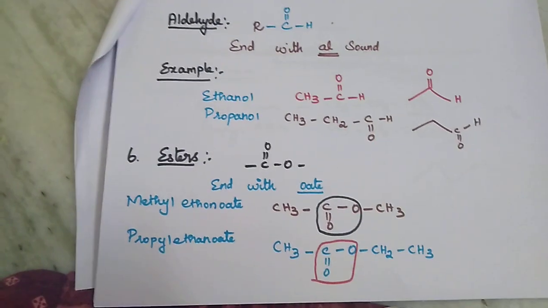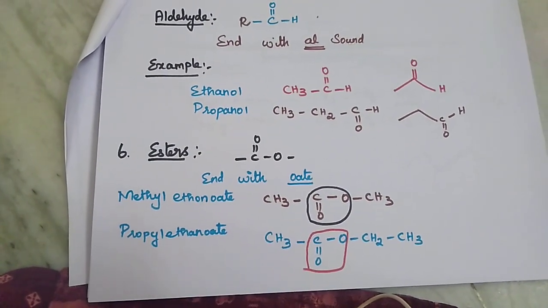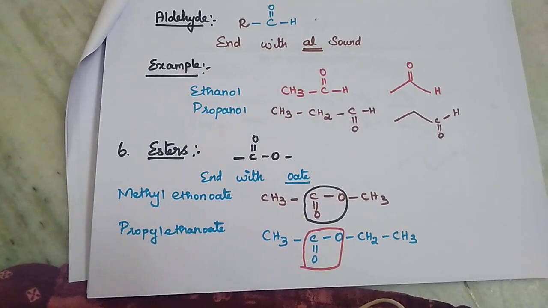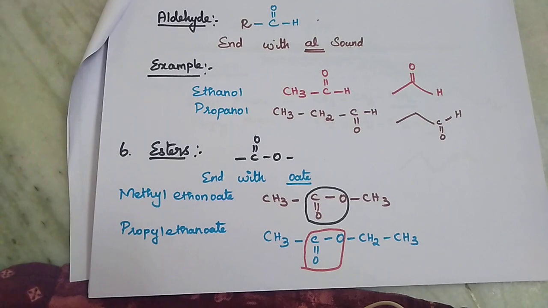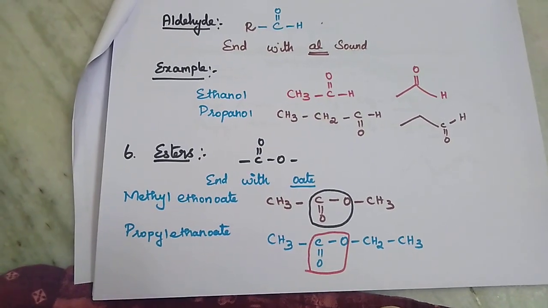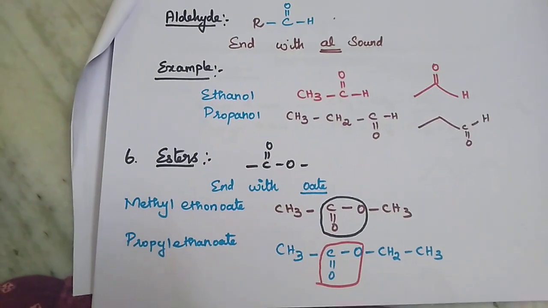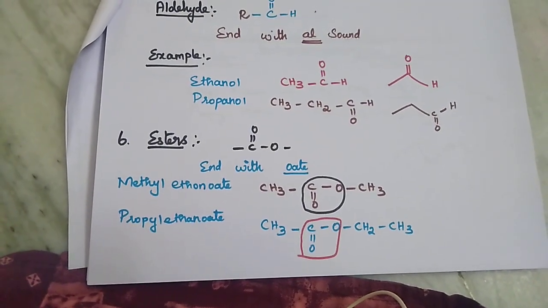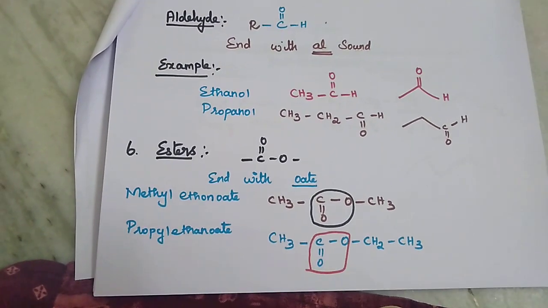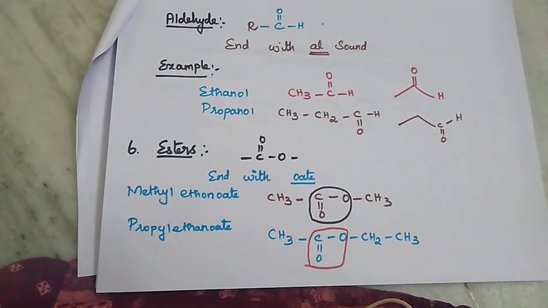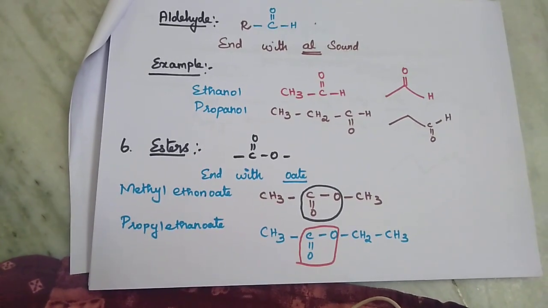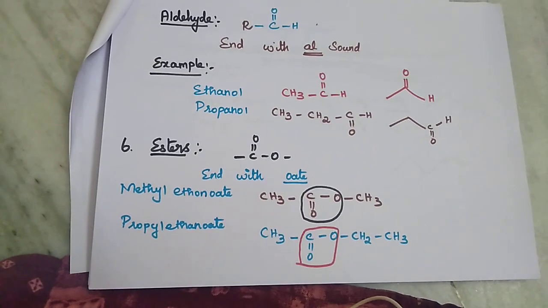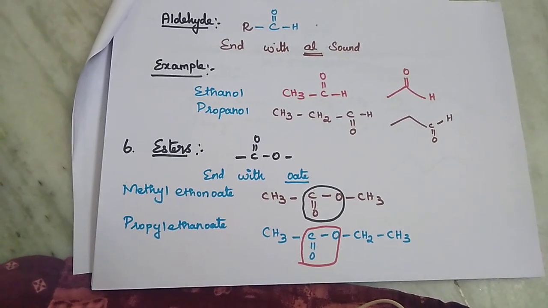And then the sixth one is ester. You see ester, in that ester also we have a keto group and then one oxygen, that is COO, and the name ends with the sound "oate". Methyl ethanoate and propyl ethanoate. That COO is the functional group. Here also you have a ketone, but that ketone is attached to oxygen. That is what we call an ester. Suppose that COO is attached to two alkyl groups, that is an ester.